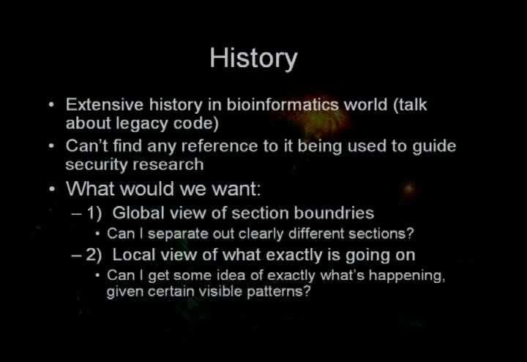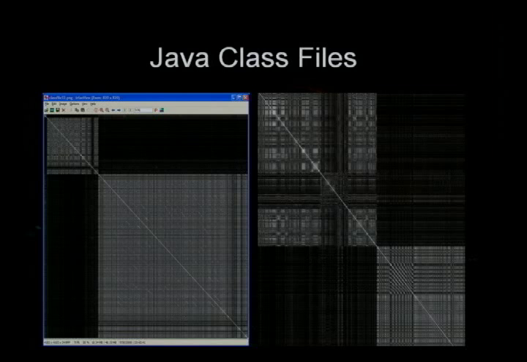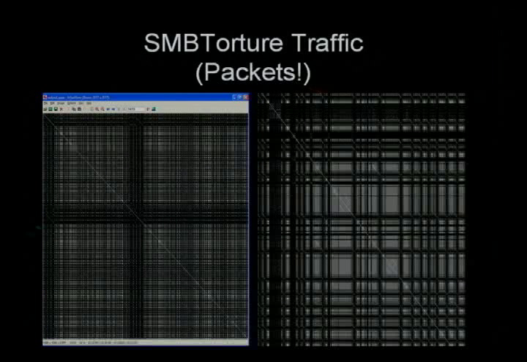Given a certain pattern, can I make some degree of conclusion over visually what's showing up? Java class files, .NET assemblies, CNN's homepage. Oh, we've gone to HTML, which has redundancy on a much tighter scale. And interestingly enough, we see that in the data set. Is that at all visible? I hope it is. SMB torture traffic. We can throw packets into this. Packets being much smaller units of data, packets have their redundancy and differences at much higher frequency.